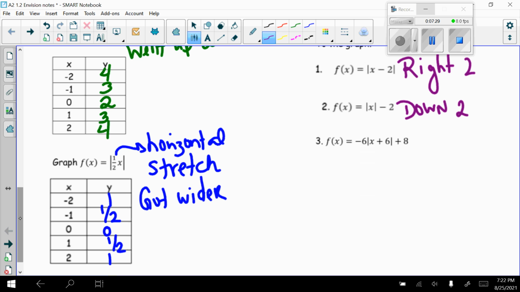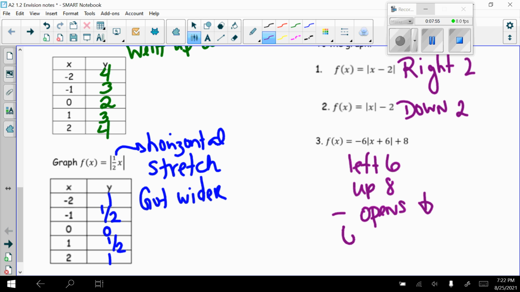So now let's look at f of x equals -6 times the absolute value of x plus 6, all of that plus 8. We see inside, it's an x plus 6. When it was a plus on the inside, it went left. So I know it's going to go left 6. It has a plus 8 on the outside. Pluses on the outside moved it up, so it's going to go up 8. Remember that negative tells me that it's going to open down. It reflects it. And the 6 is on the outside, so we know that this is a vertical stretch, which means it's going to get narrow. Okay.